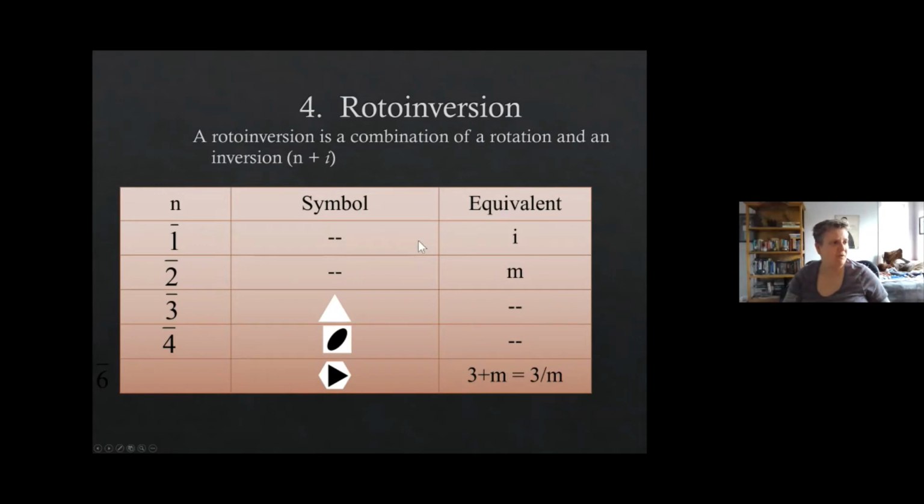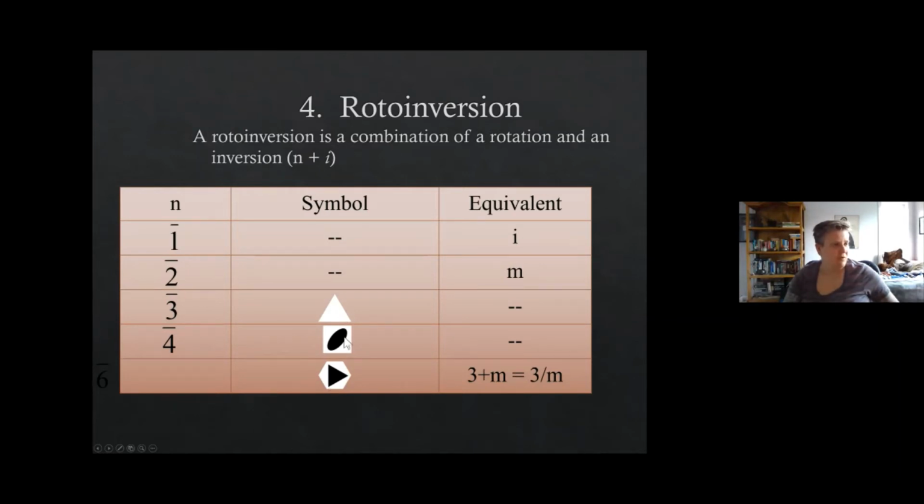A one-fold inversion, or a bar 1, is a rotation plus an inversion. So it's a 360-degree rotation plus an inversion, which is just an inversion. If we have bar 2, so if we rotate and then do an inversion, it's just a mirror plane. But then these get more complicated: 3-fold roto-inversion, 4-fold, and 6-fold roto-inversion.